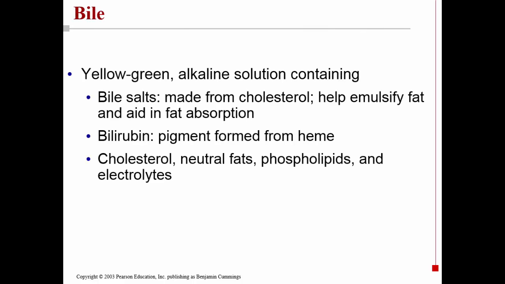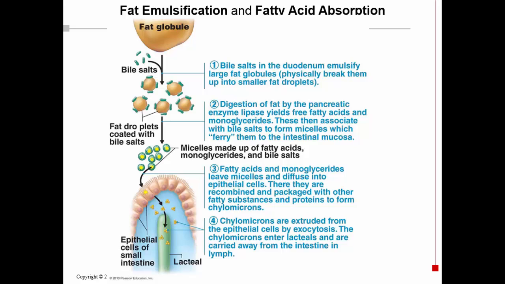Okay, this is just a quick summary of what I mentioned in the last slide, what bile is made of. Bilirubin is something that's also in bile. This is a breakdown product of red blood cells and heme. This is just another slide showing you how bile works. Here's the large fat globule. The bile salts break it down into smaller droplets that then the lipase is able to break down further. Once it's broken down further, it's able to pass through the intestinal wall, and it's taken up by the lymph glands or the lymph nodes.